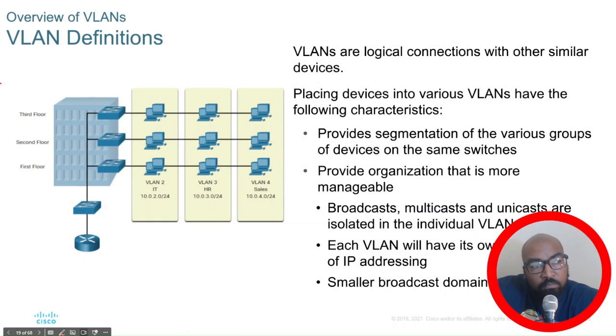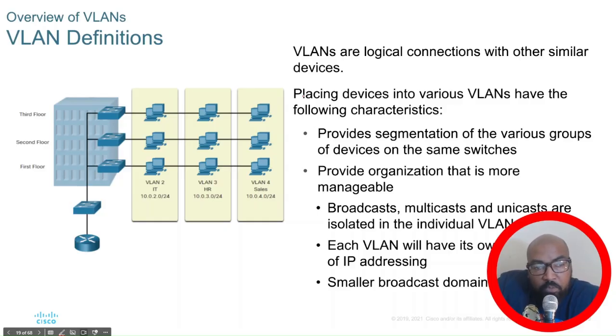Let's talk about this. So VLAN definitions. VLANs are logical connections with similar devices. Placing devices into various virtual local area networks has the following characteristics. So as you can see here in this video, we have three different switches with third floor, second floor, first floor, but they're all on different VLANs, right? VLAN 2, VLAN 3, and VLAN 4. And in this particular example, there is a router as well.